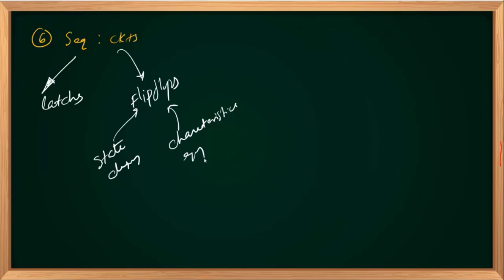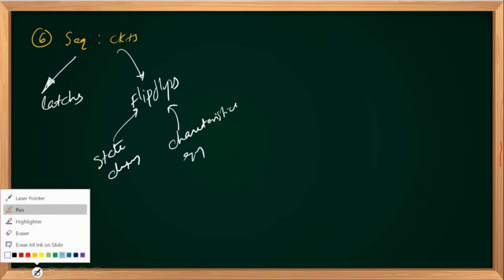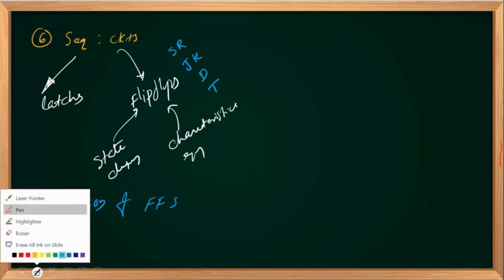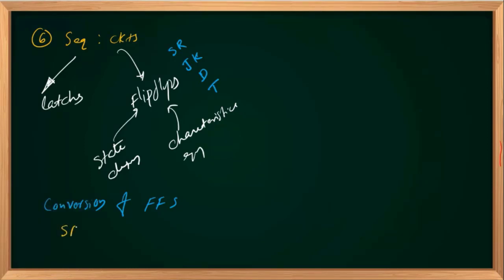After this, we will get into one important topic under sequential circuit, that is conversion of flip-flops. So basically, we are having an SR flip-flop, JK flip-flop, T flip-flop, and D flip-flop. Then how to convert one flip-flop into another. Let us say SR flip-flop into a JK flip-flop. Similarly, a JK flip-flop into, let us say, T or D flip-flop.